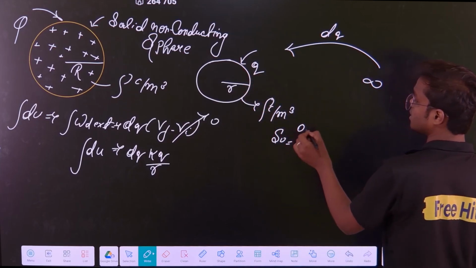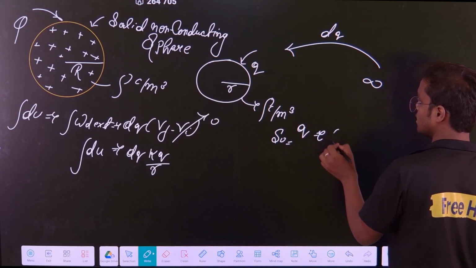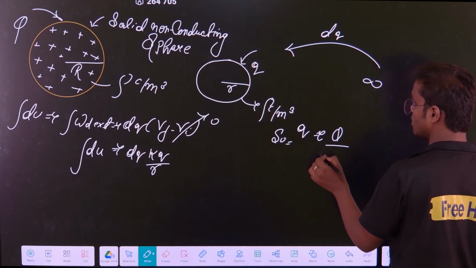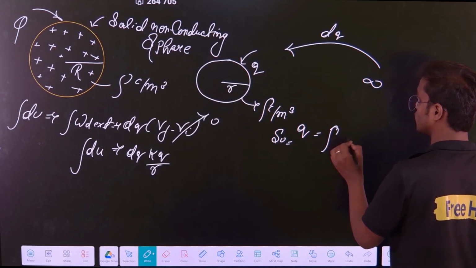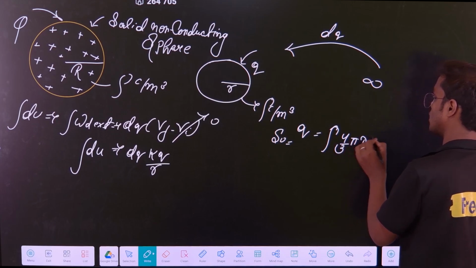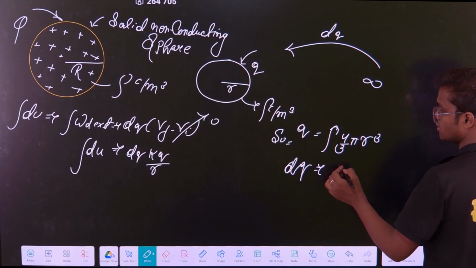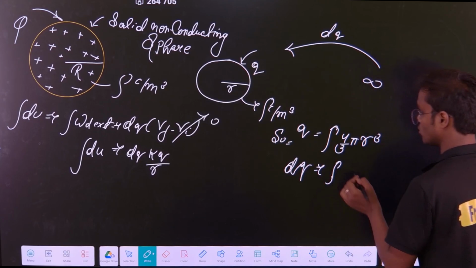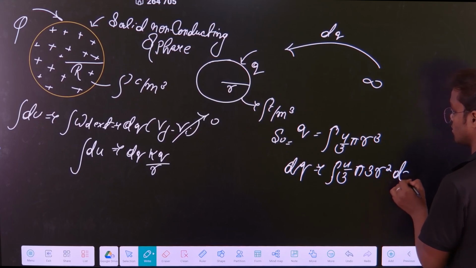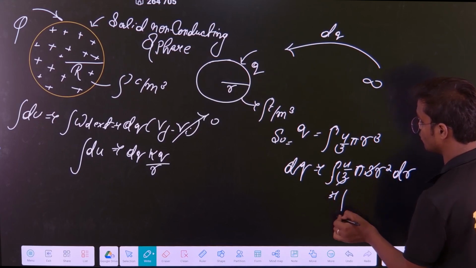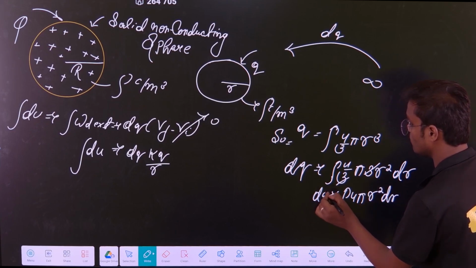The charge q will be written as capital Q, or you can say this charge q will be written as rho into 4 by 3 pi r cubed. Now what is dq? dq will be rho into 4 by 3 pi into 3 r square dr. So the 3 will cancel out, and you will get rho into 4 pi r square dr. That is the dq value we will get.